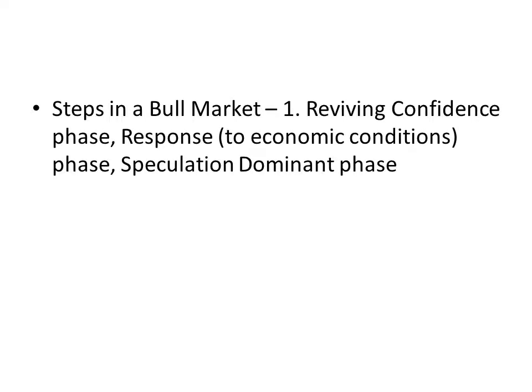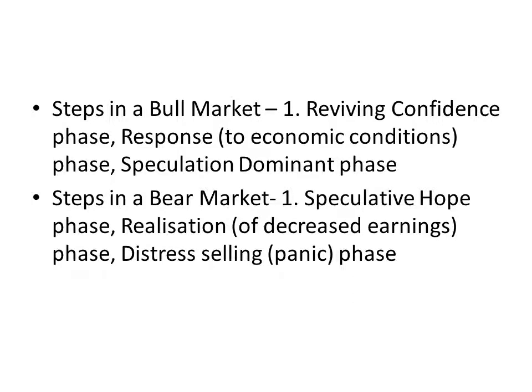There are three steps in the bull market. First is reviving confidence phase, then the response phase, and speculation dominant phase. Similarly, there are three steps in the bear market. First is speculative hope phase, which synchronizes with the last step in the bull market. Then realization of decreasing earnings, and lastly distress selling or panic phase, which again is immediately followed by the reviving confidence phase of the bull market.